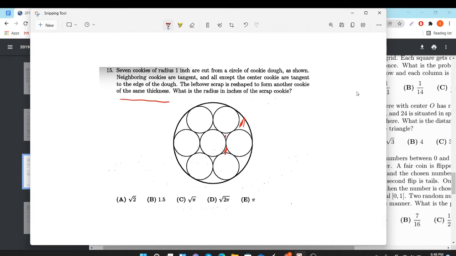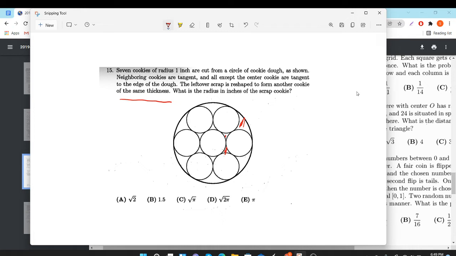Many people might get confused when it says the same thickness. Basically, if we consider a cookie like a cylinder, we don't even have to worry about thickness. We can just consider it like a 2D circle, because thickness doesn't really matter. Assuming it's a cylinder, that cylinder has the same height, so we don't care about thickness. That's what it's telling us. What is the radius in inches of the scrap cookie?